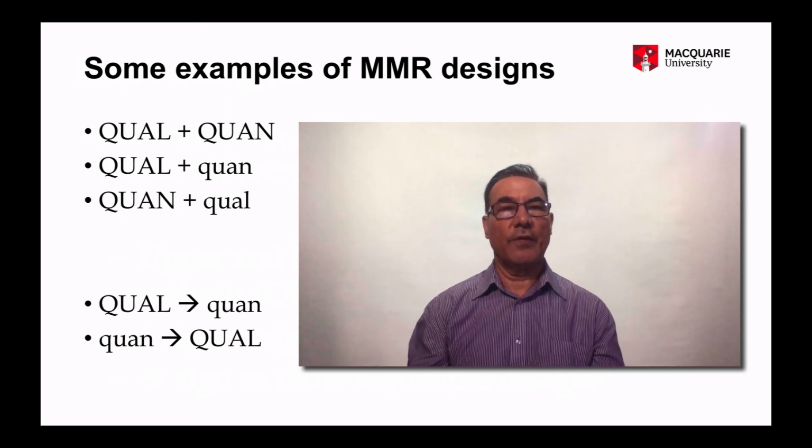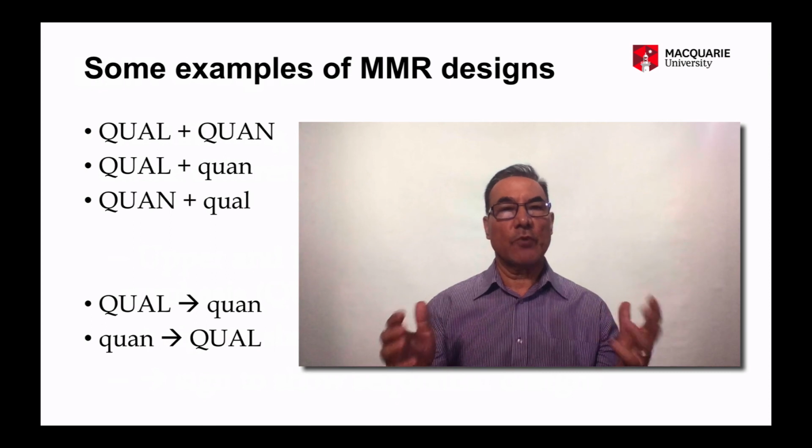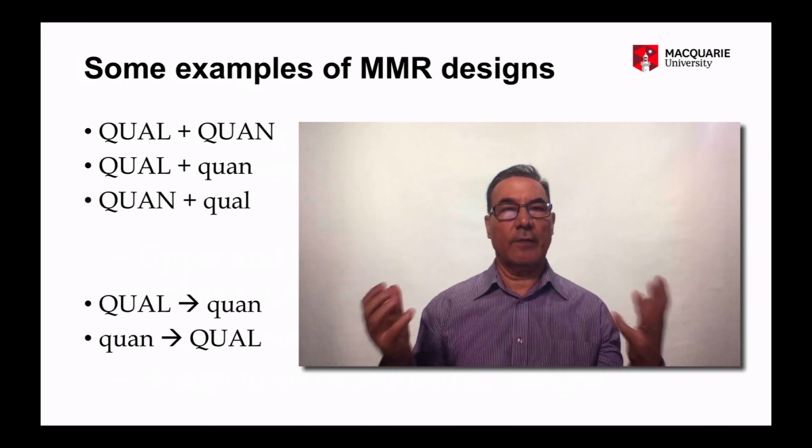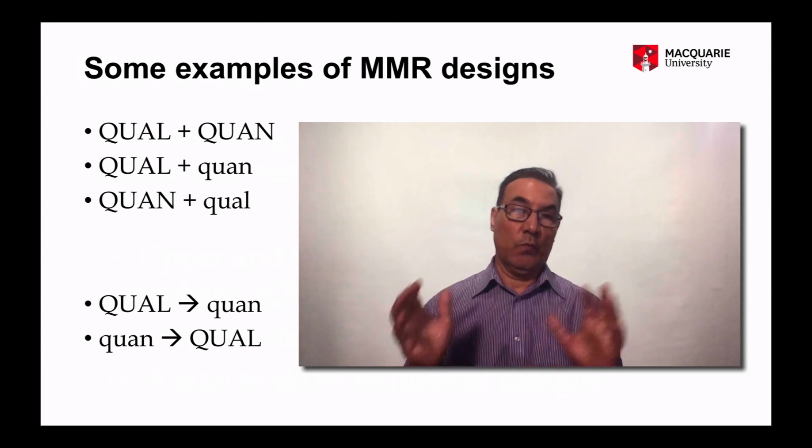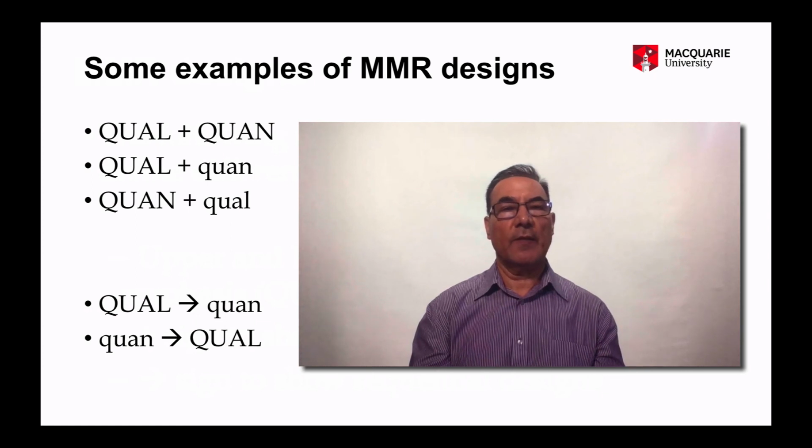We have, for example, the first design, both qual and quan, as a concurrent mixed methods design. This represents a type of mixed methods research design in that both qualitative and quantitative methods are equal in terms of emphasis, meaning that the same amount of data and analysis will be collected and then presented in the research report. Whereas in the second and the third one, as you can see, more emphasis is put on one specific method and less emphasis on the other one.